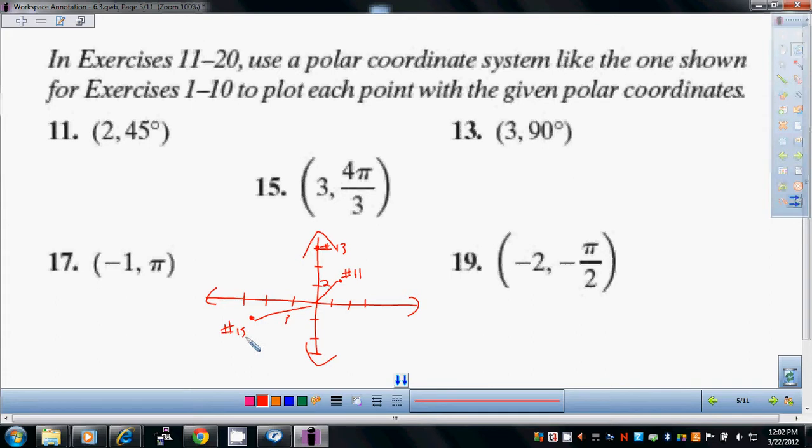Mr. Williamson, number 17. Where am I going to be? Which way? You're right. That's a tricky one. You come out 1. You go to pi, but then the negative radius is going to flip you over the origin. Tyler Atkins, do you have a question?